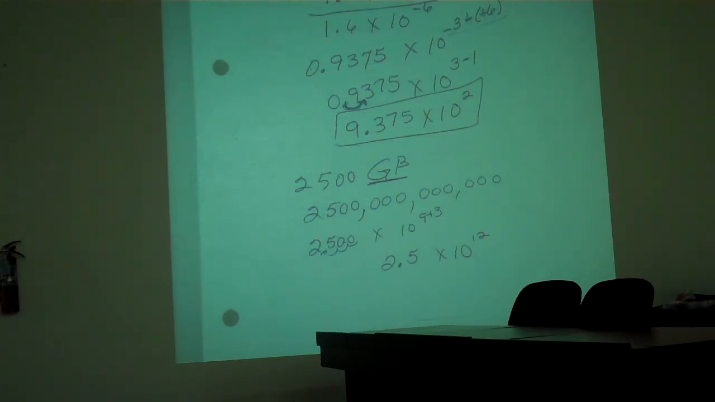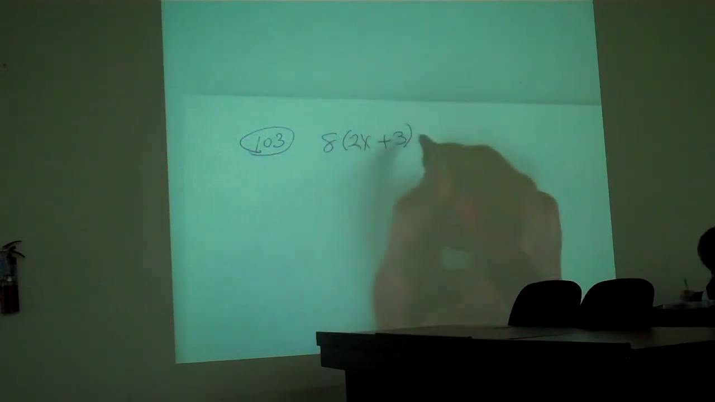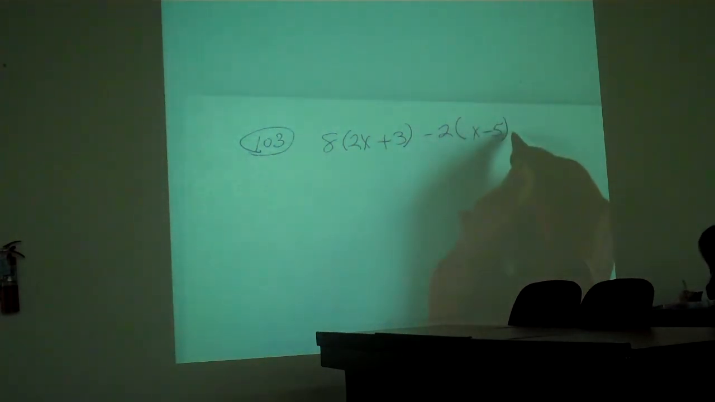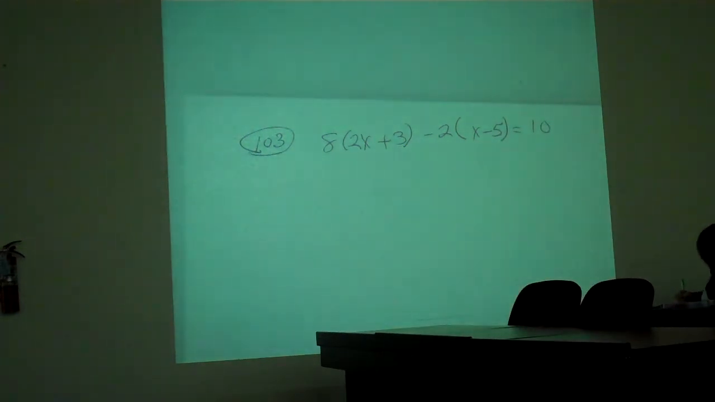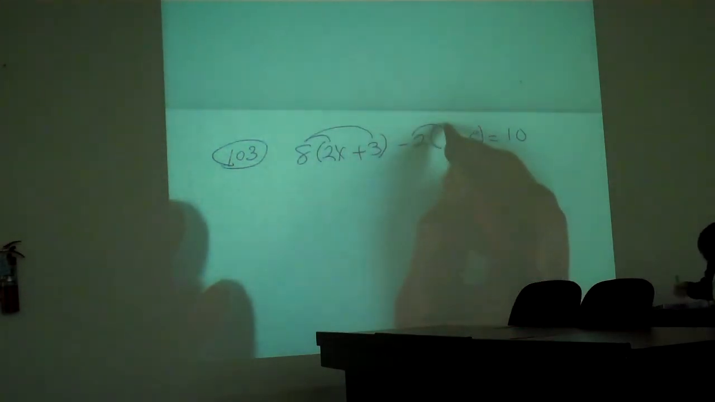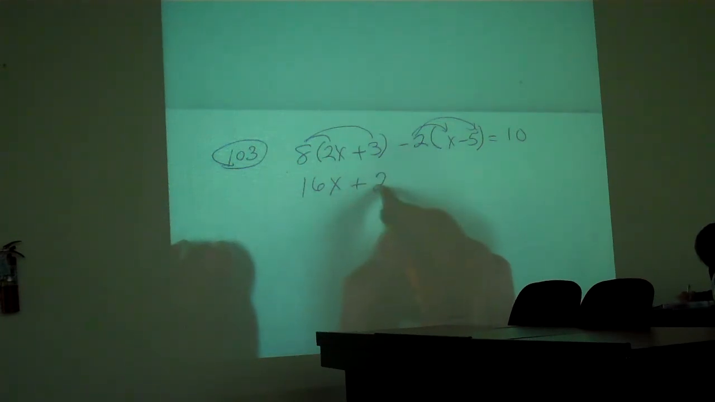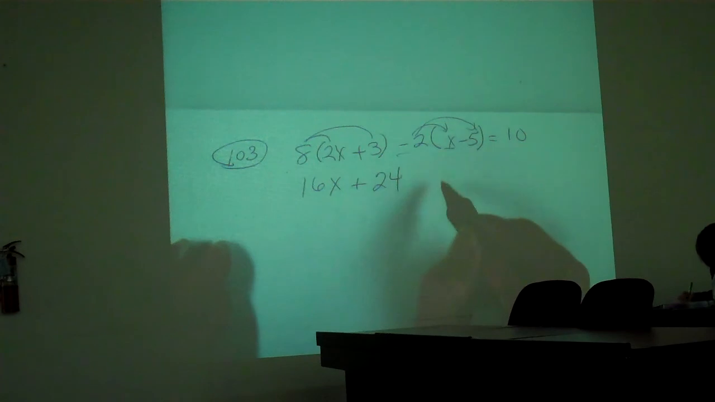I'm going to do one skills maintenance, but not one of the ones that you had for homework. You're doing 102 and 104. I'm going to do number 103. 8 times the quantity 2x plus 3, minus 2 times the quantity x minus 5, equals 10. First thing you do is what? You have your solving equation sheet. Get rid of the parentheses first. We're going to distribute that number on the outside through. 8 times 2x, 16x. 8 times 3, 24.